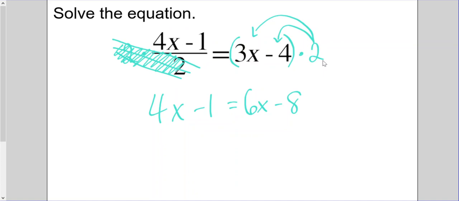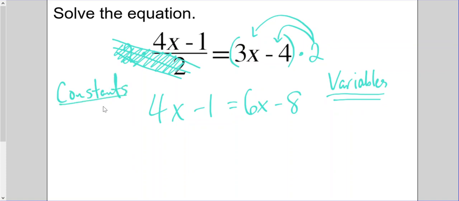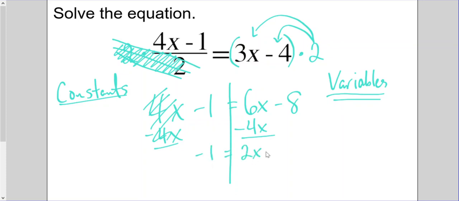Now I want to combine my variables to one side. I'm going to put my variables on this side, and I'm going to end up with my constants, or my numbers without variables attached to them, on the other side. So if I want to end up with my variables on this side, that means I have to cancel out this variable term on my left side, which means I'm going to minus 4x from both sides. That goes away. That gives me just a negative 1 left on that side. This gives me 2x minus 8.